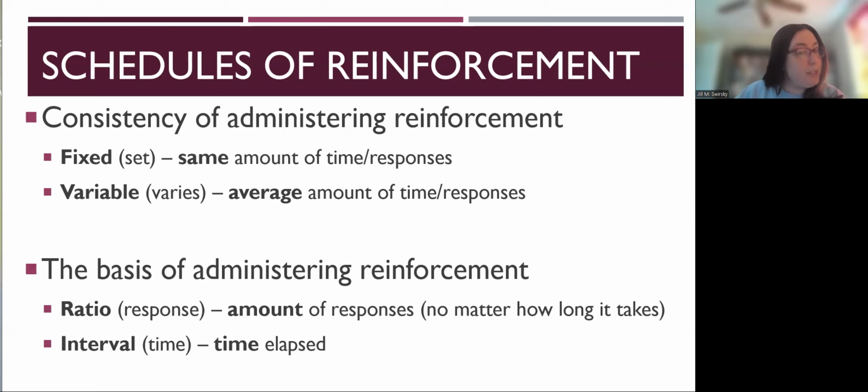If ratio is responses, thinking about the amount of responses that are emitted, interval means time, how much time goes by. So, with an interval schedule, reinforcement occurs after the first correct response once the interval has elapsed. So, maybe now we have our kid on a 10-minute interval schedule. That means that they will earn candy the first time they answer a question after that 10-minute interval has elapsed. Reinforcement is delivered every 10 minutes, regardless of how many times they press the lever. I'm sorry, or how many times they answer the question. With ratio, the amount of time is irrelevant. With interval, the amount of responses is irrelevant.